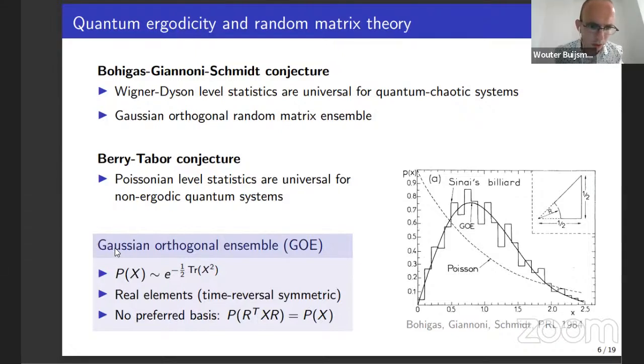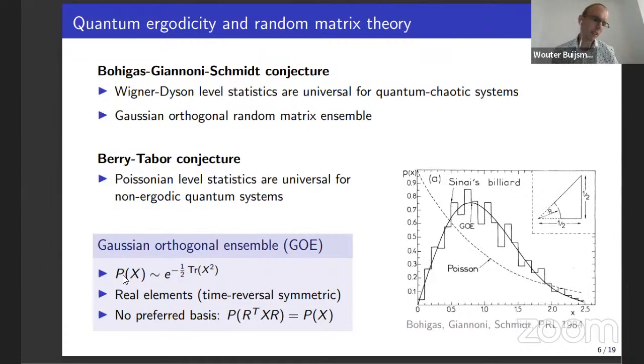Let me briefly go to the Gaussian orthogonal random matrix ensemble. This is an ensemble consisting of symmetric real-valued matrices. So you can think of it as a random matrix model for Hamiltonians with time reversal symmetry. This is the probability distribution. And what makes this random matrix model special is that it has no preferred basis. Which means that if we take an orthogonal matrix R, and use this to perform a basis transformation on this probability distribution, then the ensemble remains the same.